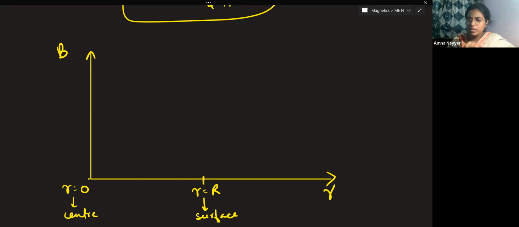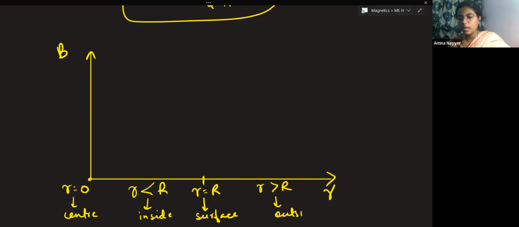Between the center and the surface, any point will be inside, right class? If you have a cylindrical wire, from the center to the surface, whatever point you choose will lie within. So from the center to the surface, r will be less than R and it will be inside. And contrary to this, if your r becomes greater, then the point is outside. This is how we have marked points. Now see, class, from 0 to R, from the center to the surface, that is inside.